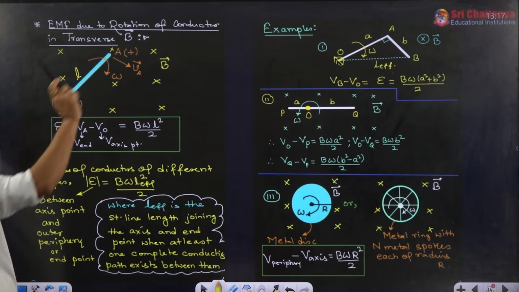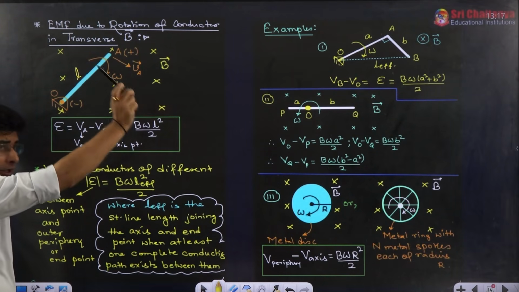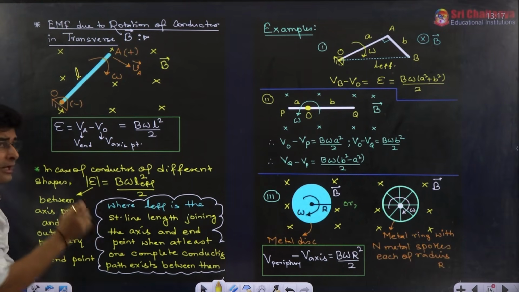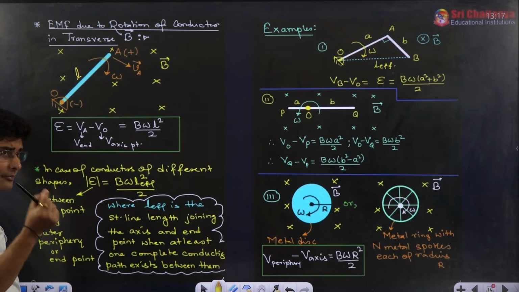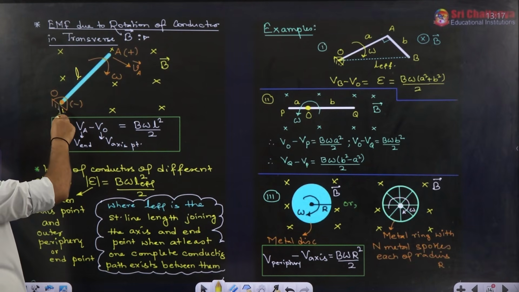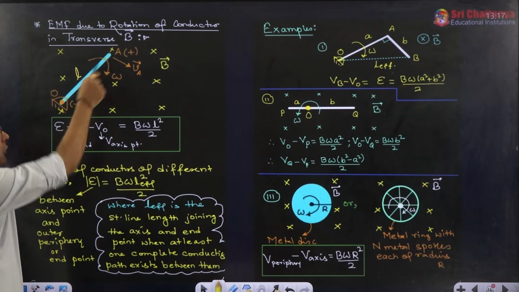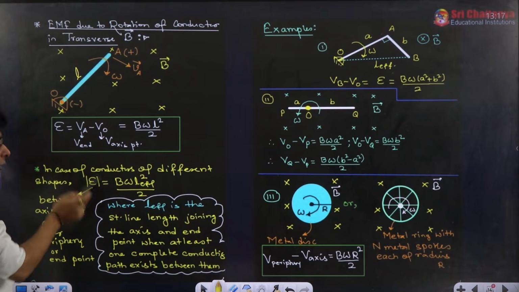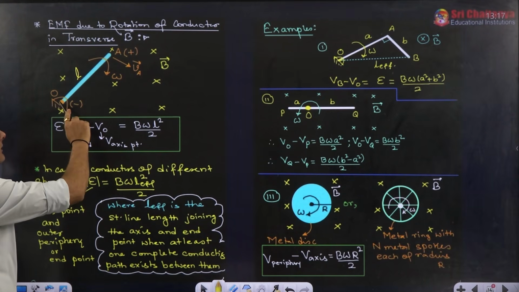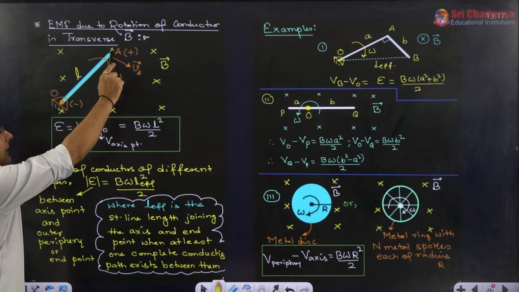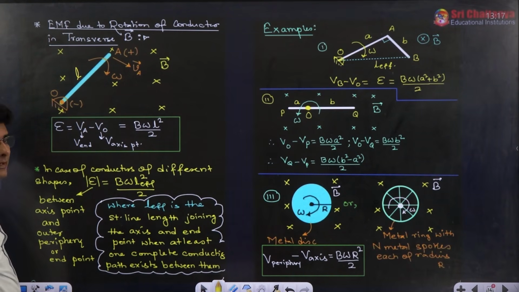Whatever is the end point or the periphery point, you have to first check whether there is at least a single conducting path joining the extreme point to the axis point. For example, here to here you are seeing a conducting path. So if a conducting path is present, then simply take the shortest distance or straight line joining the two points, axis and the end. That length will be taken as L effective. This should be remembered.